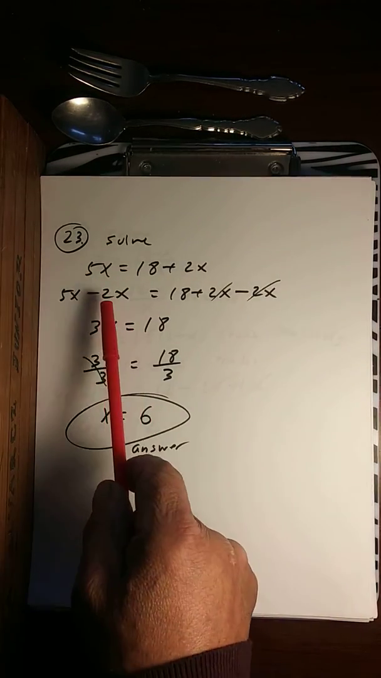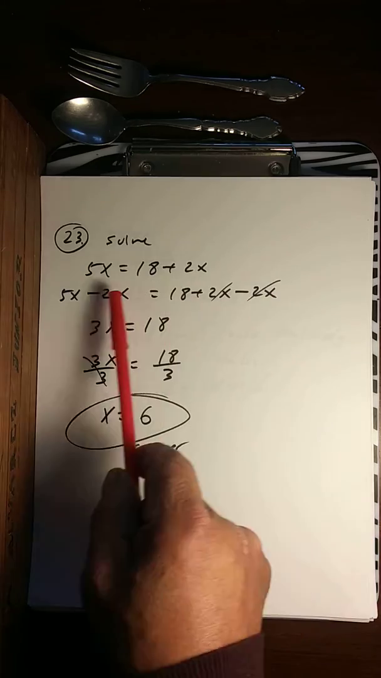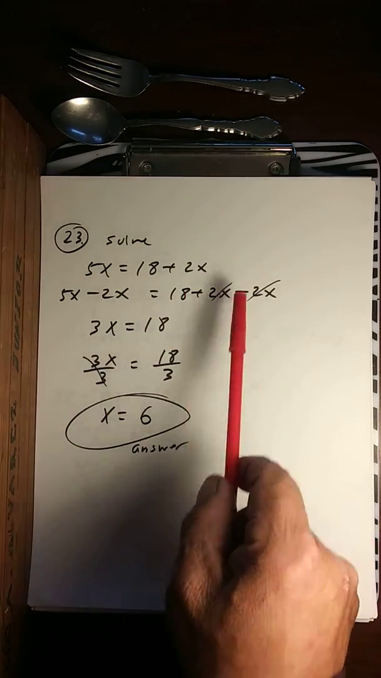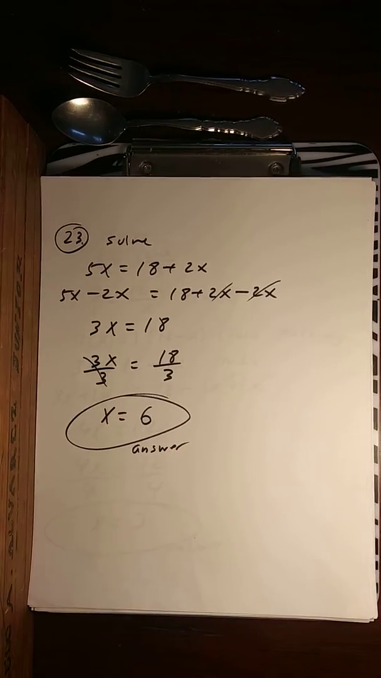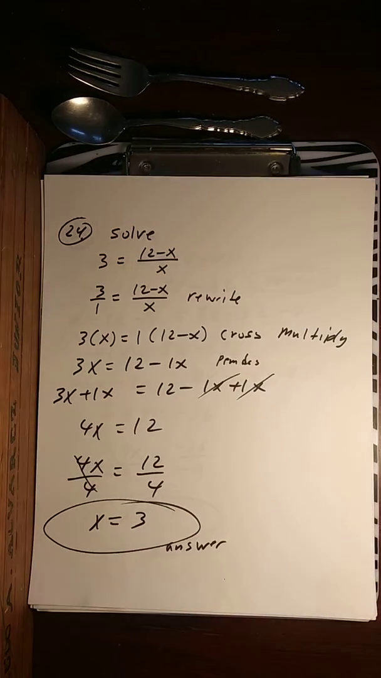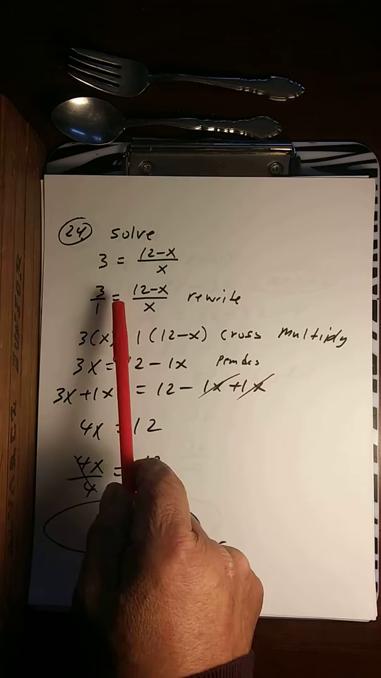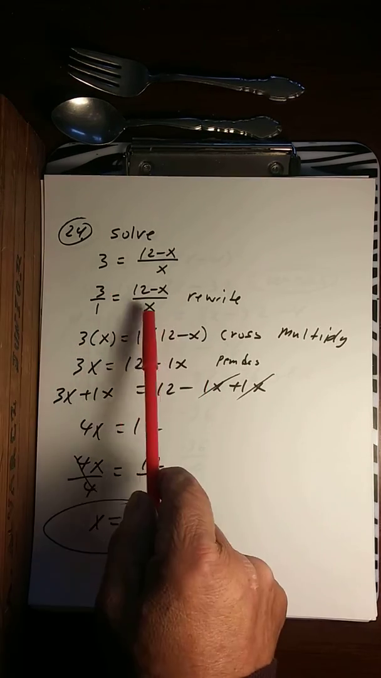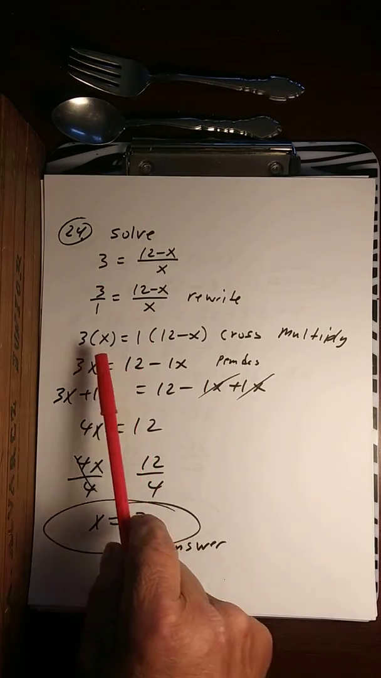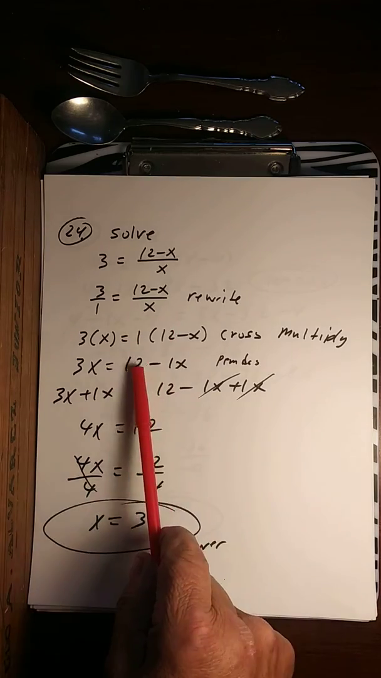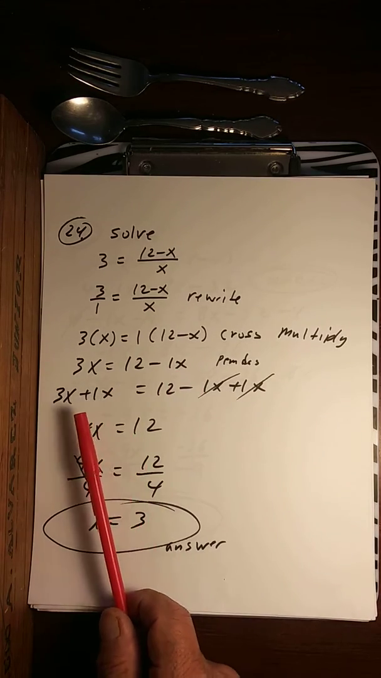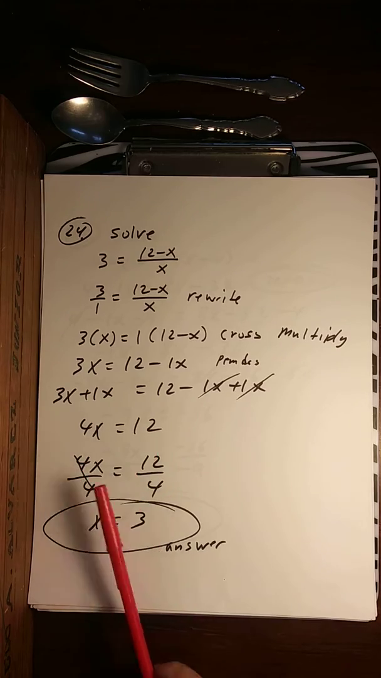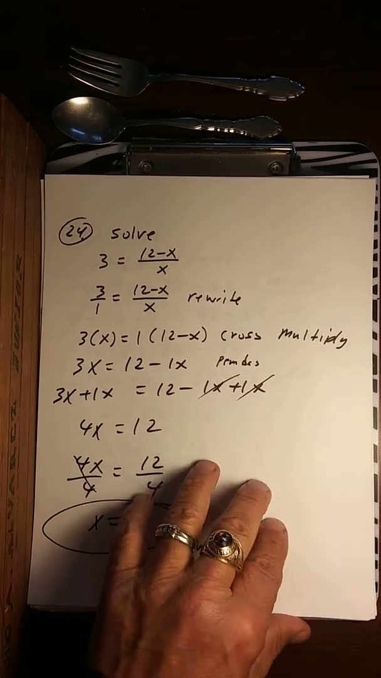Solve. 5x. So minus 2x both sides. So we have 3x equals 18. Now divide by 3. And that's going to give you that x is 6. Solve this. Rewrite it. 3 over 1 is this. Cross multiply. So that times that, that times that. 3 times x is this, 1 times that, 12, minus 1x. And then add 1x, add 1x. We have 4x equals 12. Now divide by 4. So x is 3.